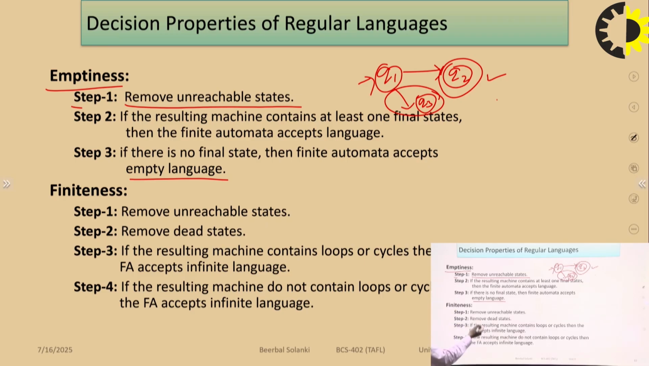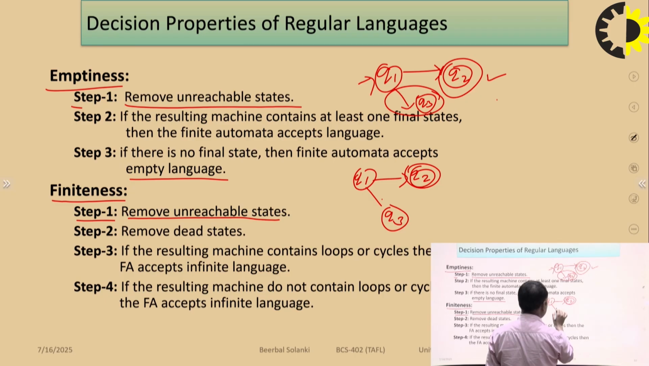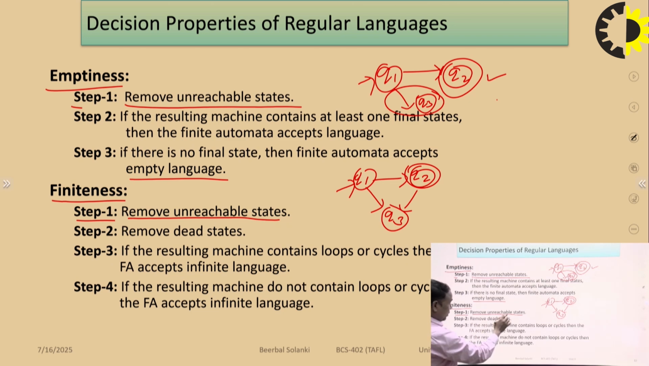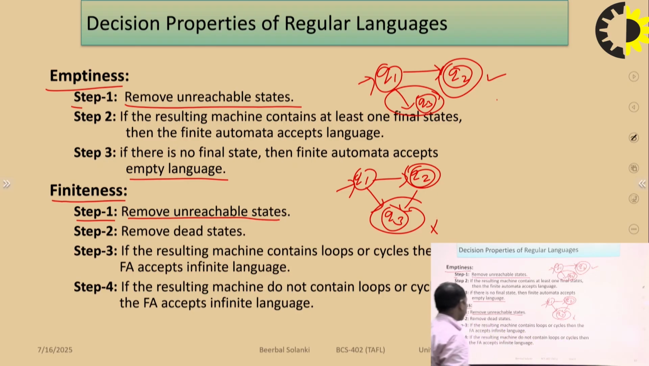Now we discuss the next property, that is finiteness. So how to evaluate the finiteness property? Step one, remove unreachable states. Suppose Q1, Q2 and Q3. Q2 is the final state and Q1 is the initial state. So remove the unreachable state. Q3 is an unreachable state, so we can remove the Q3 state here.